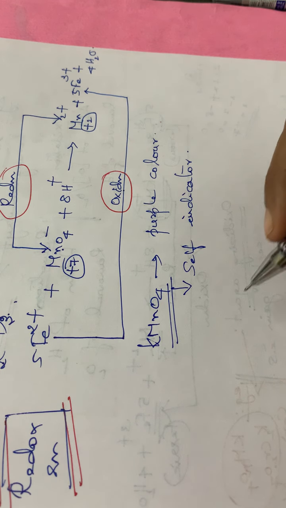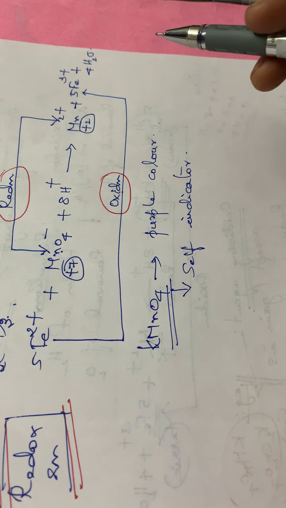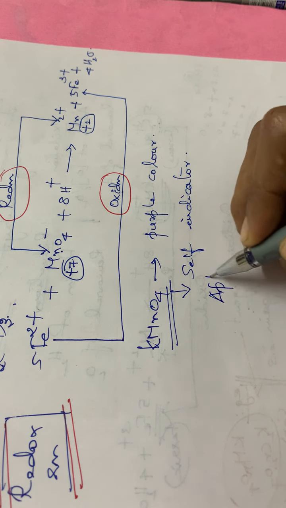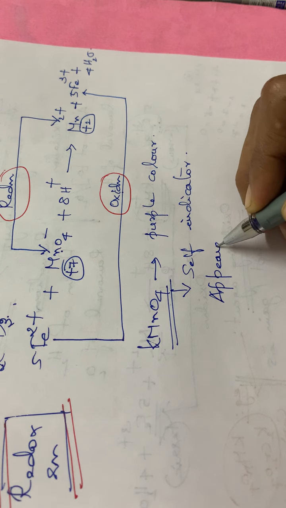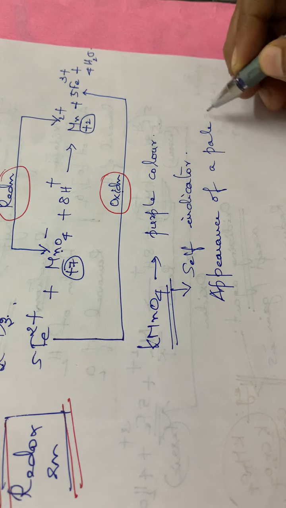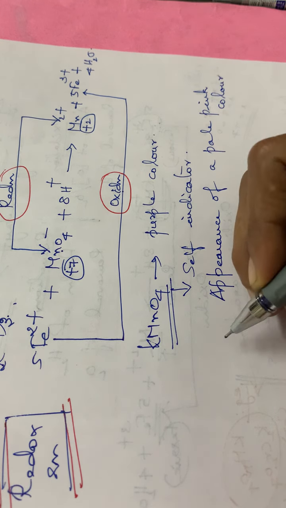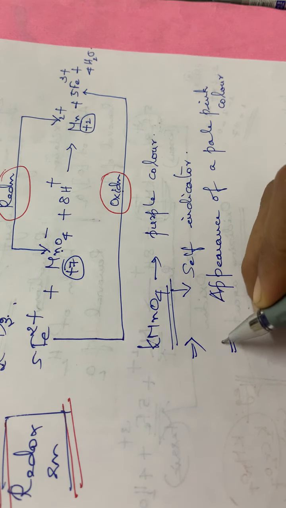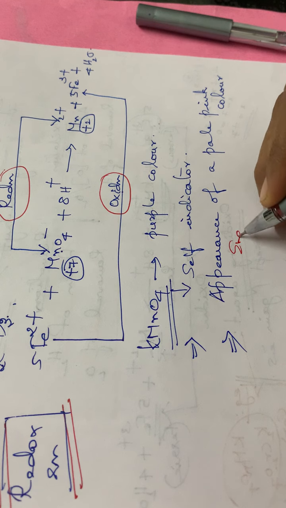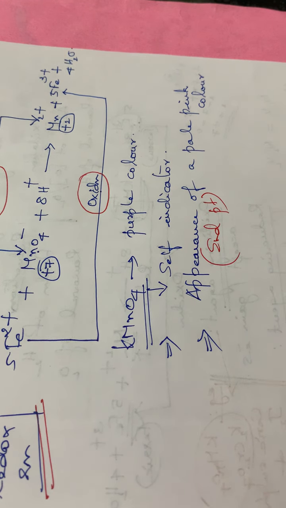So what about the endpoint of this particular reaction? After the reaction is completed, the endpoint will be the appearance of a pale pink color. This is the endpoint. The endpoint will be the appearance of a pale pink color.